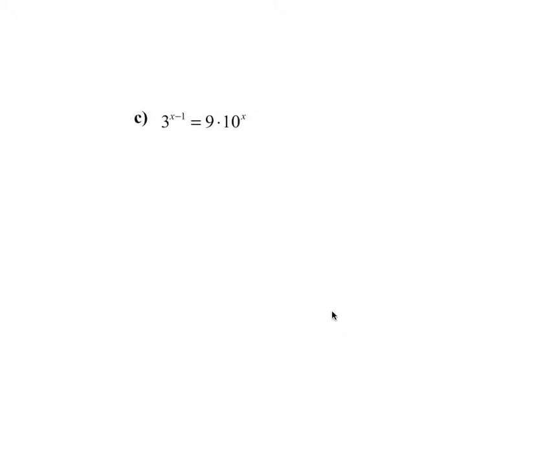Okay, I'm doing section 4.4, page 185, number 4C. The instructions are: express the value of x in terms of logs. So before we can add logs to this, what we have to do is get rid of this 9, or more like deal with this 9.